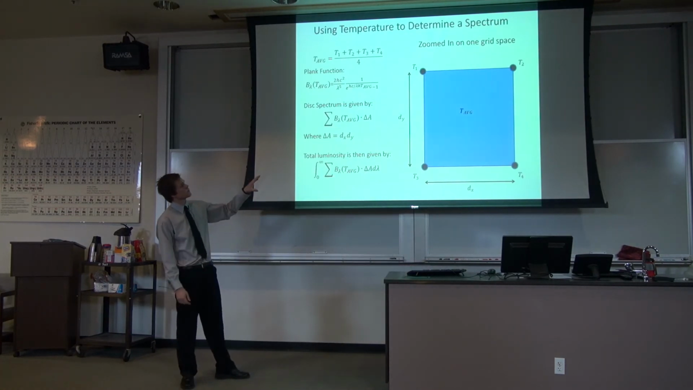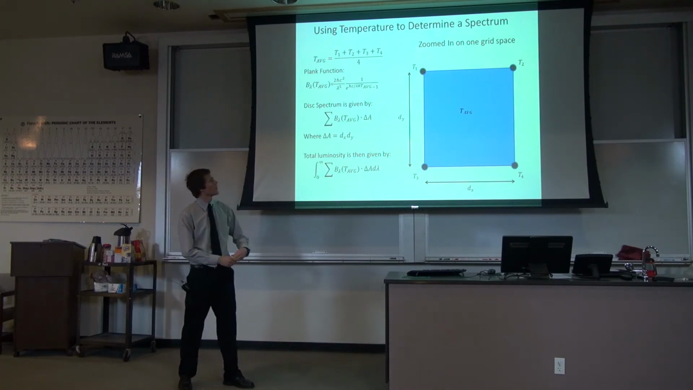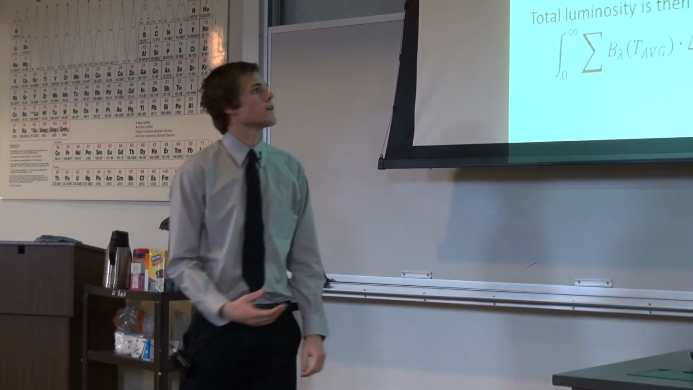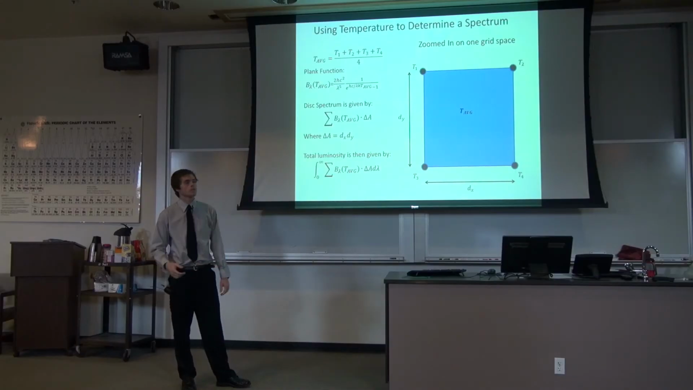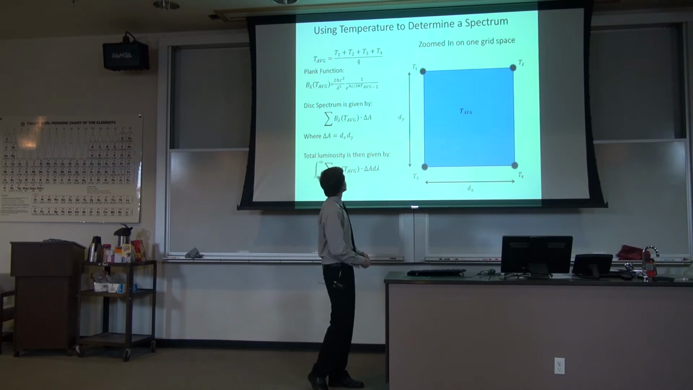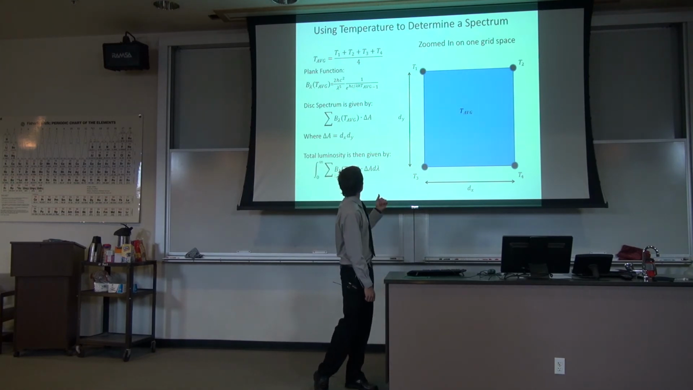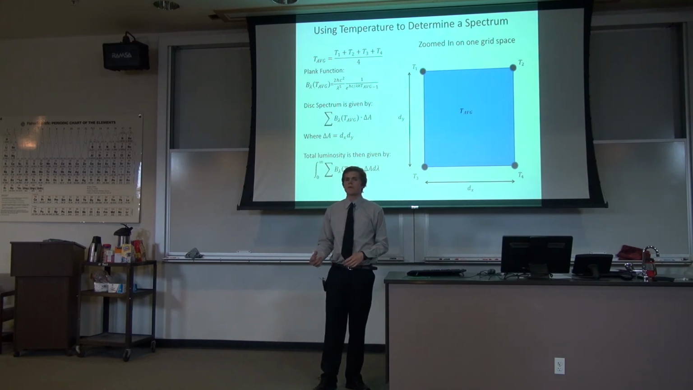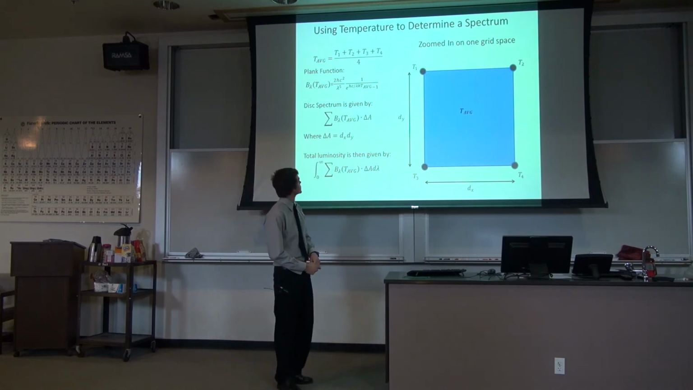So this is just a zoomed in grid space of that previous slide. Now we have the temperature at each of our 4 corners. So then we can find the average temperature for each grid space by simply adding the 4 corners and dividing by 4. And then you can find the corresponding Planck function for that average temperature for each grid space. And then simply sum all those up, weight them by the area, and that'll give you your spectral energy distribution.